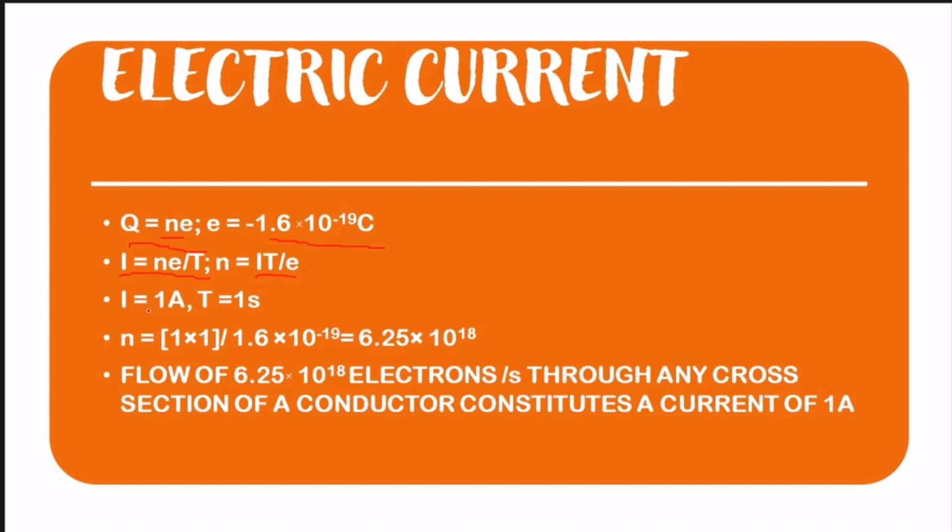If current is 1 ampere and time is 1 second, and ignoring the negative sign over here, if we put all the values in this equation to calculate the number of electrons, then we get the number of electrons as 6.25 into 10 to the power 18. Hence, we can say that the flow of 6.25 into 10 to the power 18 electrons per second through any cross section of a conductor constitutes a current of 1 ampere.